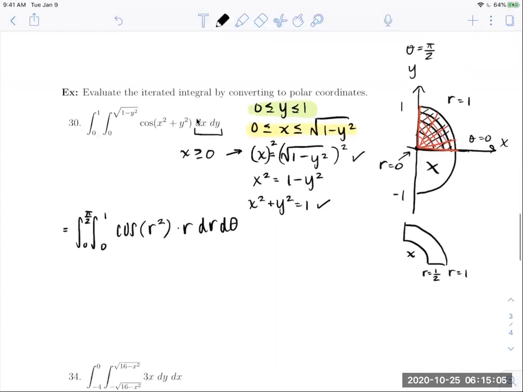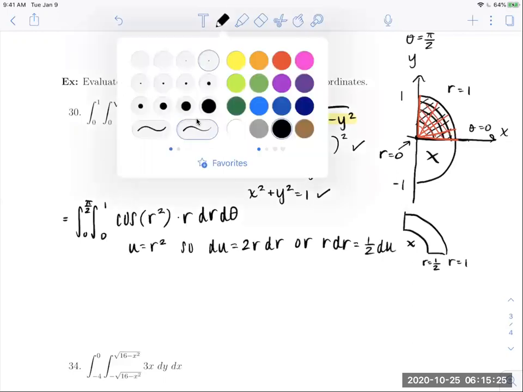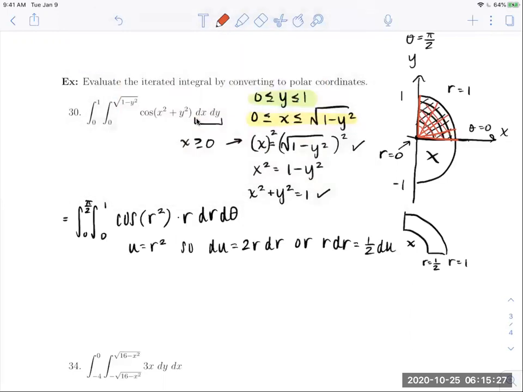All right, so now we're going to carry on similar to our last example with the u substitution. U is r squared. So du is 2r dr, or r dr is 1/2 of du. And again, what I'm going to do is I'm going to change my limits of integration. When r is 0, u is 0.